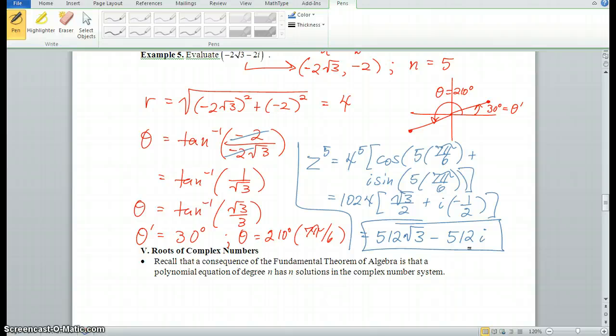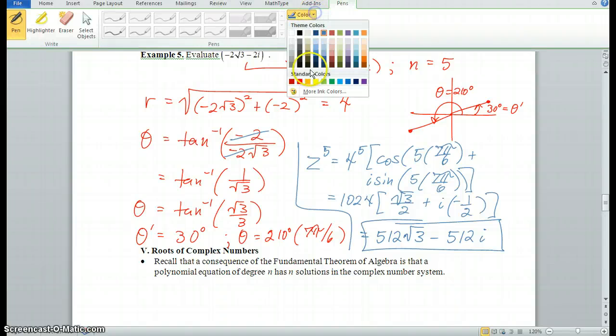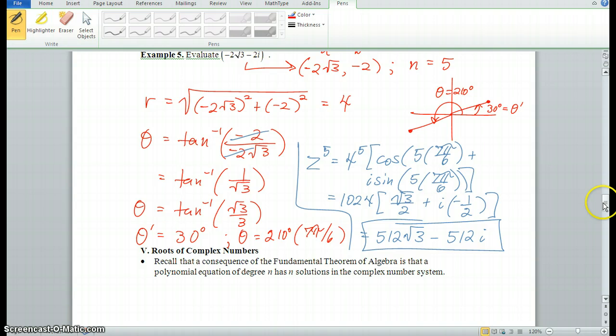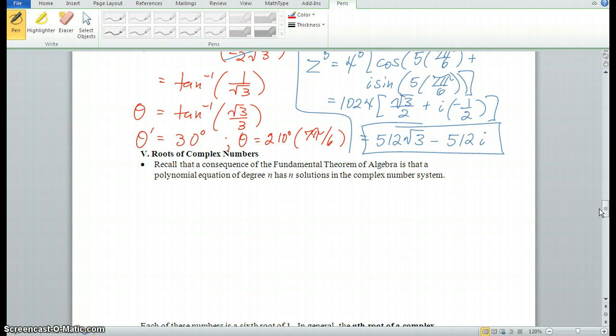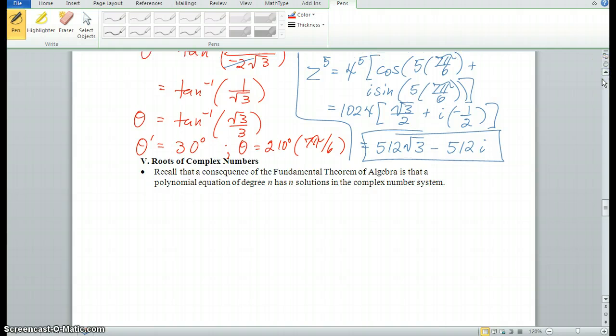Moving on, roots of complex numbers. Recall that a consequence of the fundamental theorem of algebra, way back in Algebra 2 when we first learned this, in pre-calc where we had a chance to reinforce it even more, a consequence of the fundamental theorem of algebra is that a polynomial equation of degree n has n solutions in the complex number system.